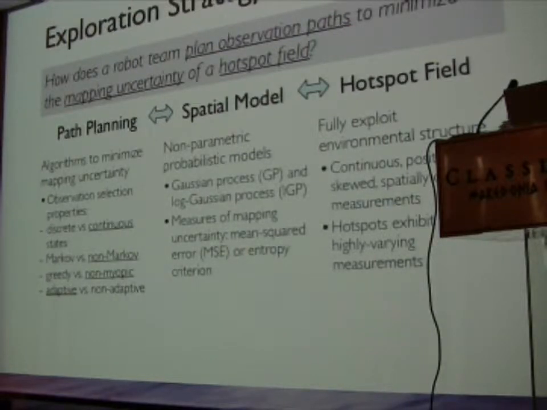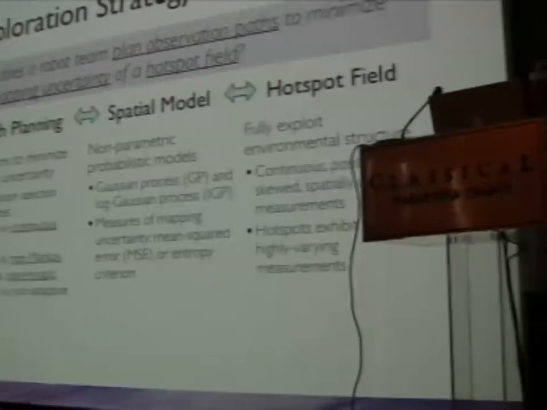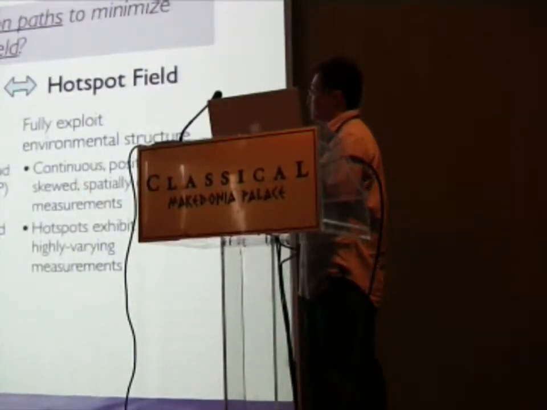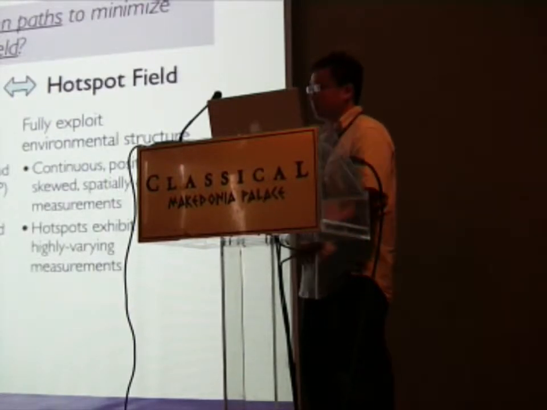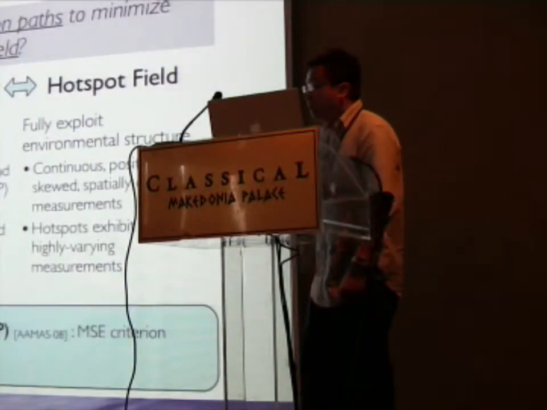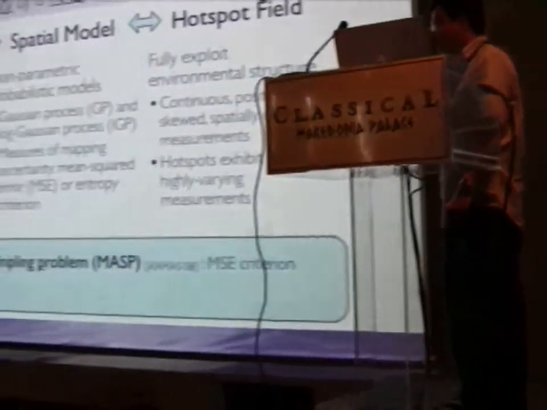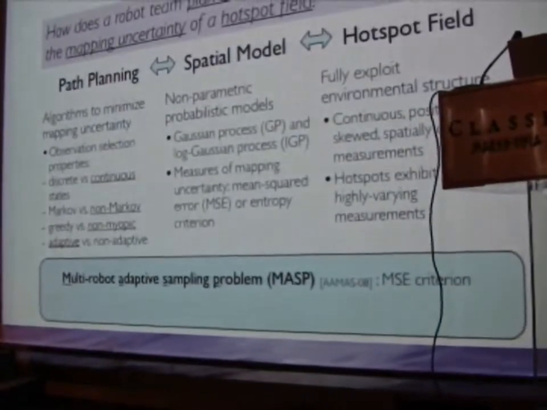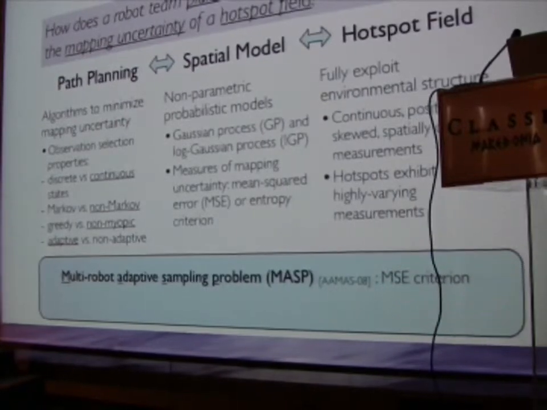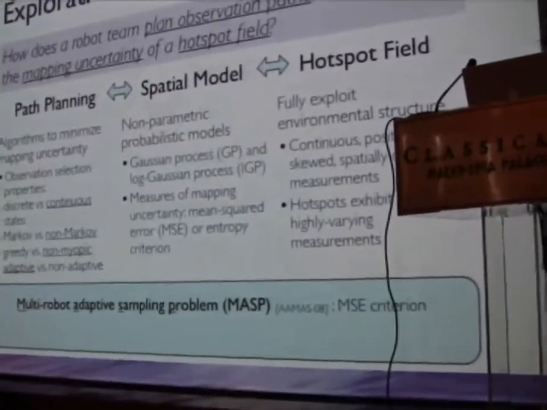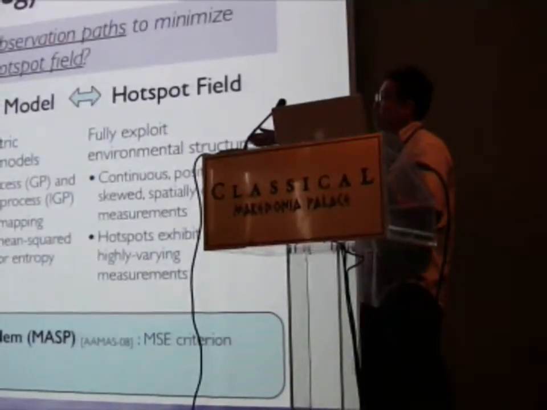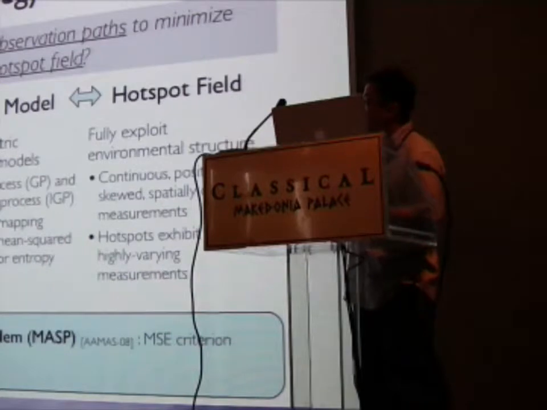I will explain these two properties later on, but bear in mind that these properties help the exploration strategies to exploit hotspots or clustering phenomena, as compared to greedy or non-adaptive techniques. Previously, in a previous work in AAMAS 2008, I came up with a problem framework called the Multi-Robot Adaptive Sampling Problem, or MASP. This problem framework captures all the properties that are mentioned on the left-hand side.